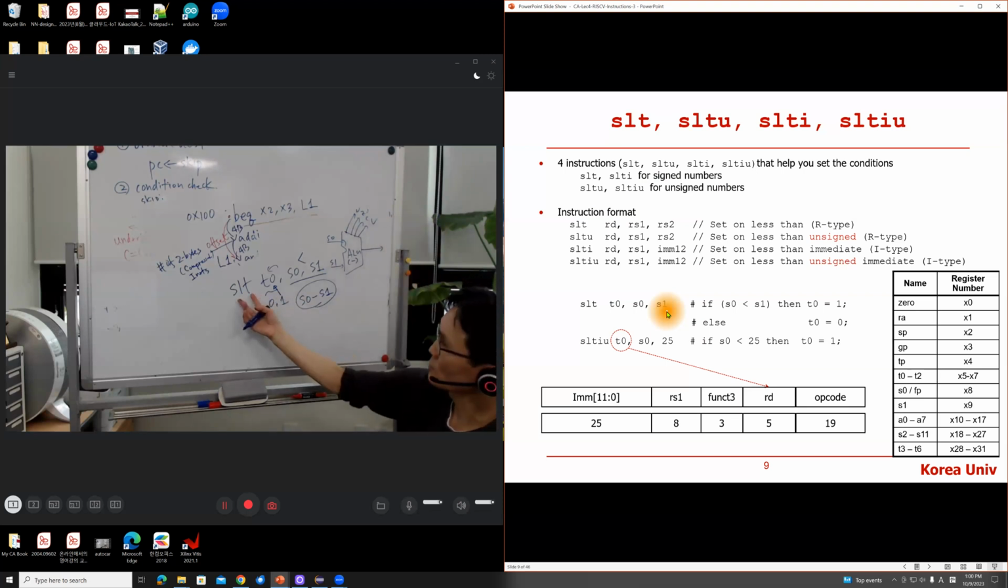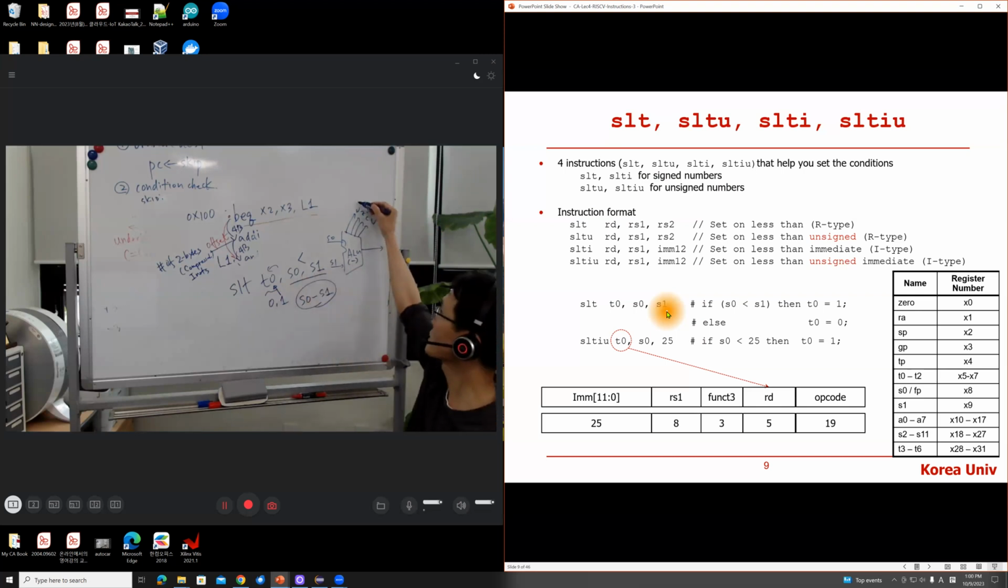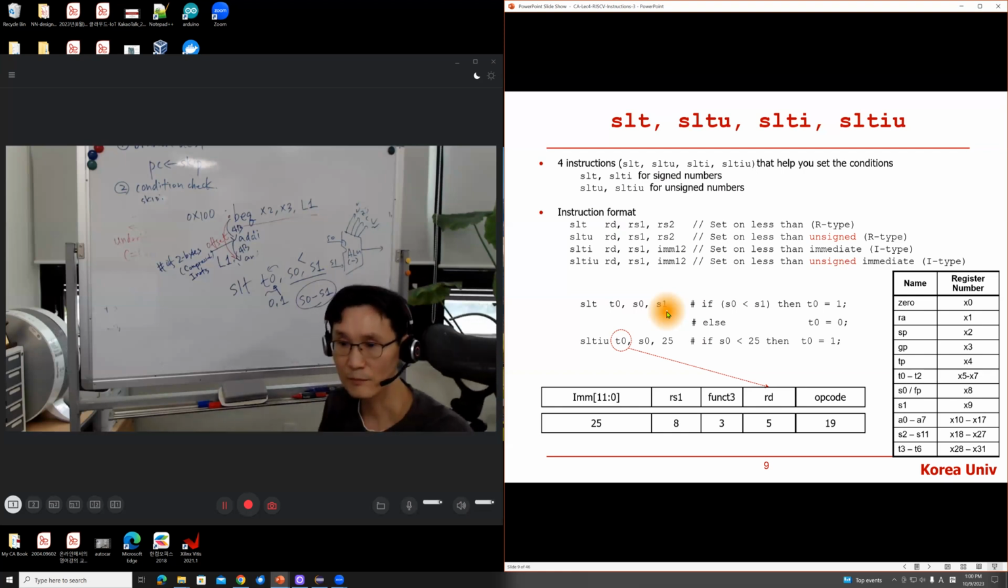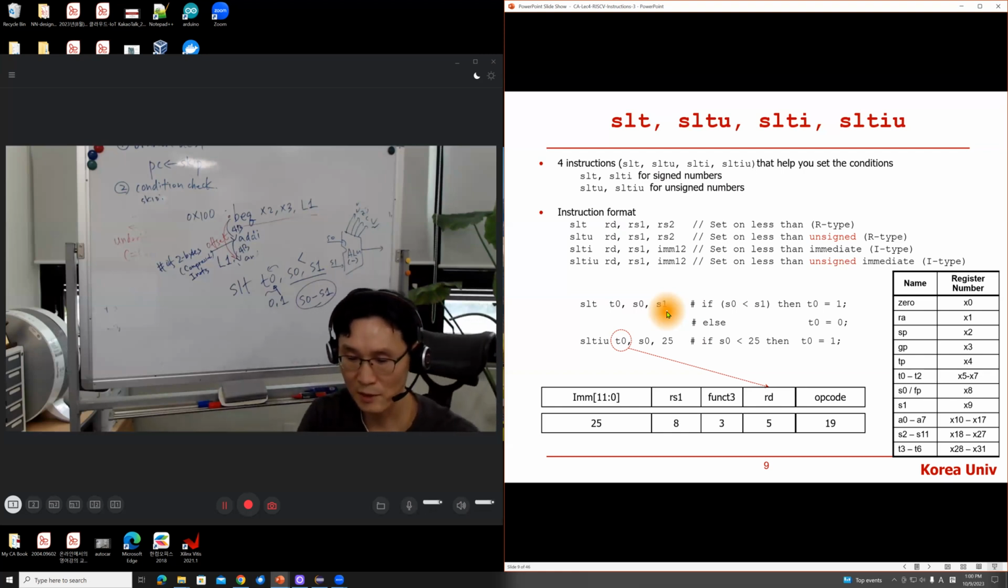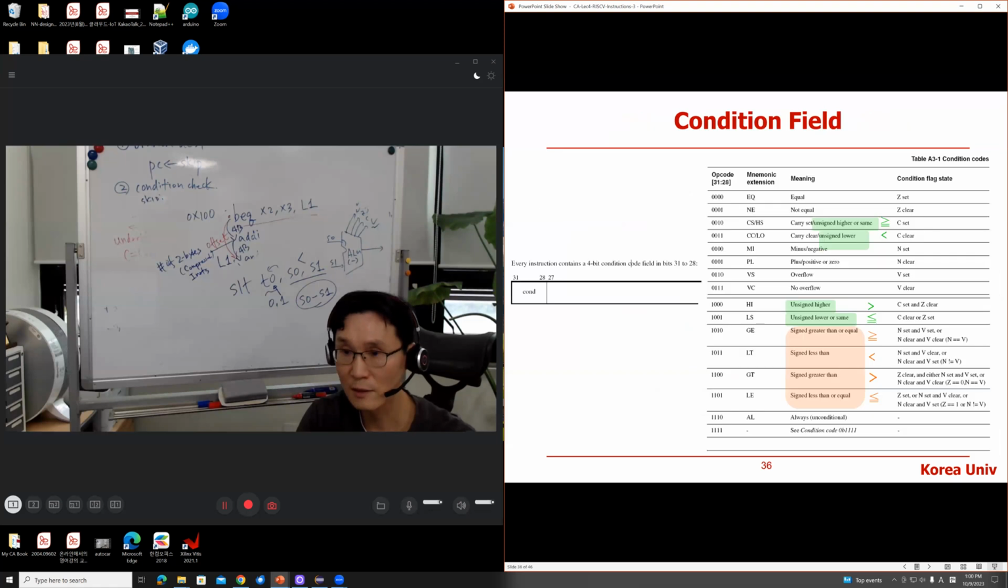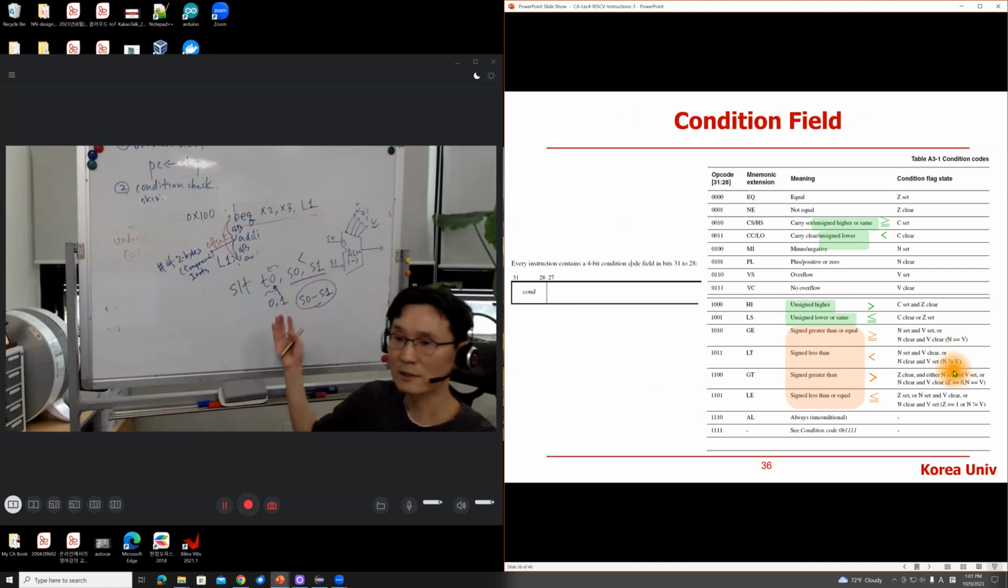So in this case, for SLT, these two are signed integers. So you have to check, I think, the B flag, and some, a negative or zero flag, depending on the table on page number 36. This condition: the negative flag and the V flag. If these two are not equal, then the condition is met.